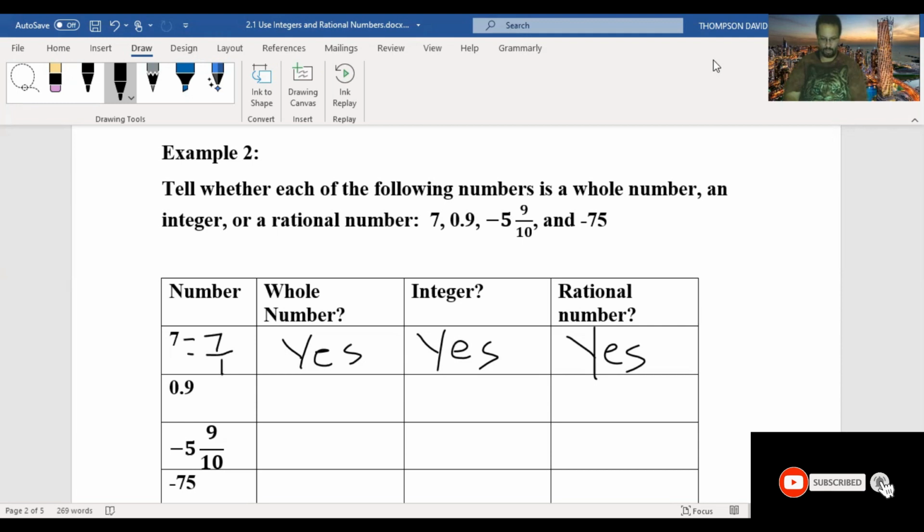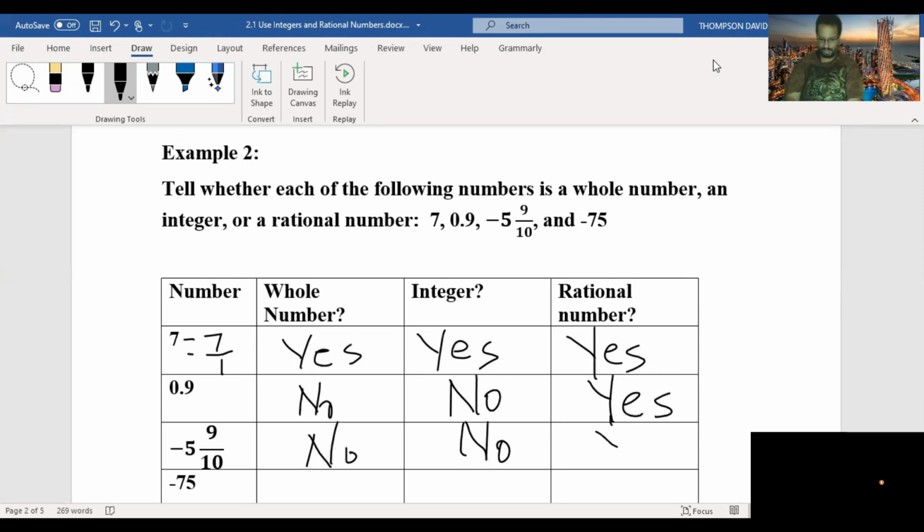0.9, is it a whole number? No. Is it an integer? No, but it is a rational number. -5 and 9/10. Is it a whole number? No. Is it an integer? No. Is it a rational number? Yes, because it does fall in the form a over b.